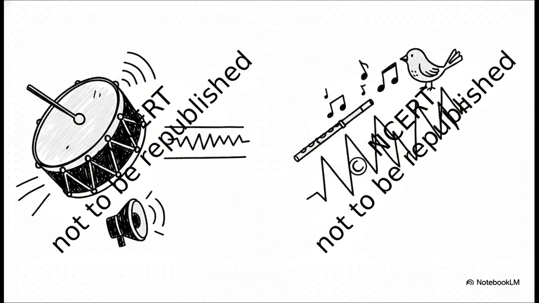Now, frequency is about how often the waves are coming. It's measured in hertz, which just means waves per second. A big, floppy bass drum vibrates slowly. Its waves are really spread out. That's a low frequency, and we hear it as a low pitch, like boom. A tiny little flute vibrates super fast. Its waves are all bunched up together. That's a high frequency, and we hear it as a high pitch, like tweet.